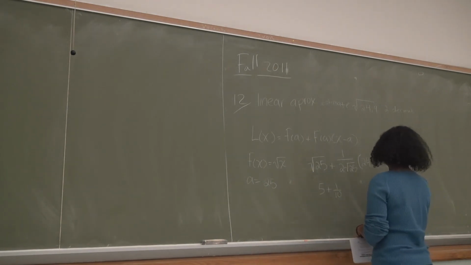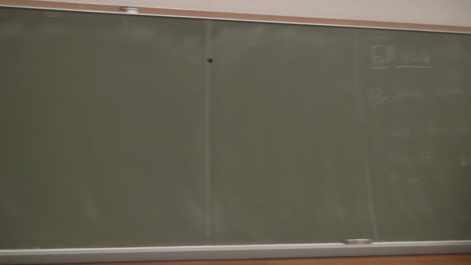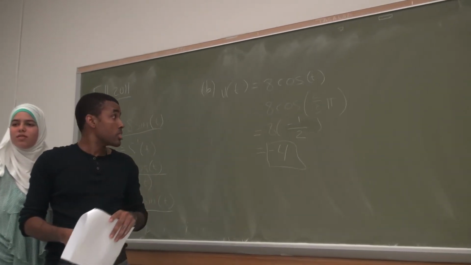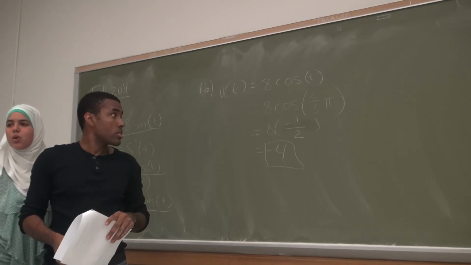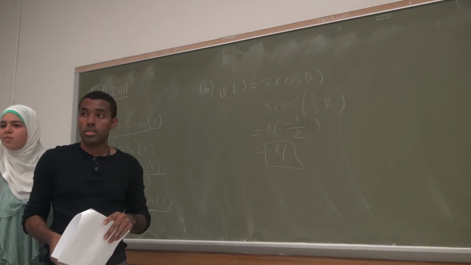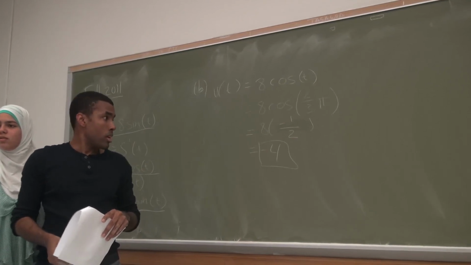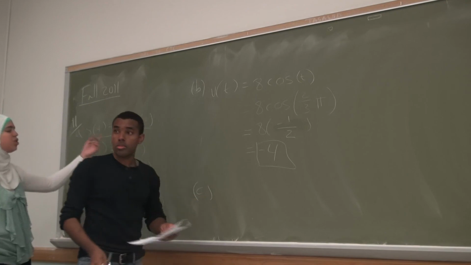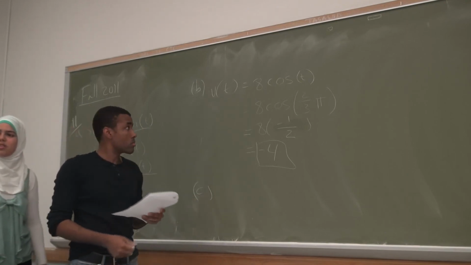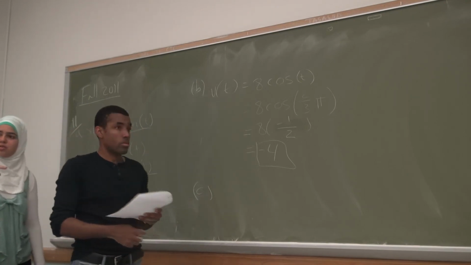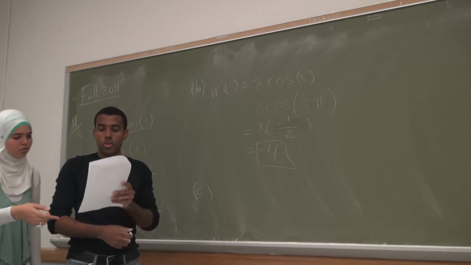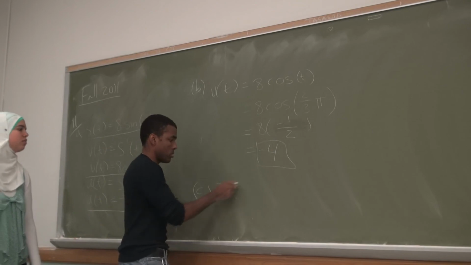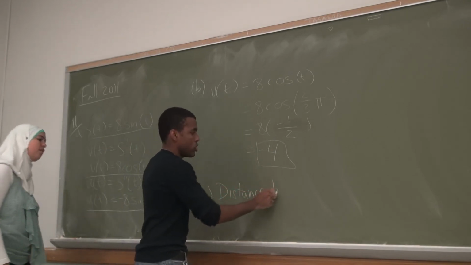The total distance the particle travels from 0 to pi over 3. Total distance. Yeah, what's the change in position? There's 2 points, the x and y. 0, comma, 2. What is this? 2 pi over 3. Distance traveled.